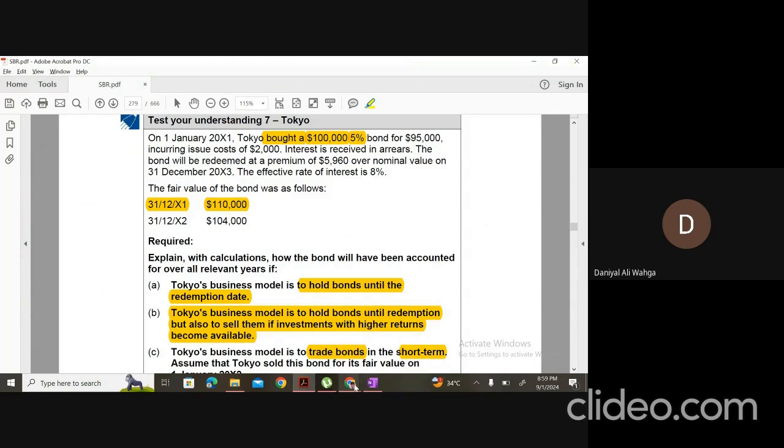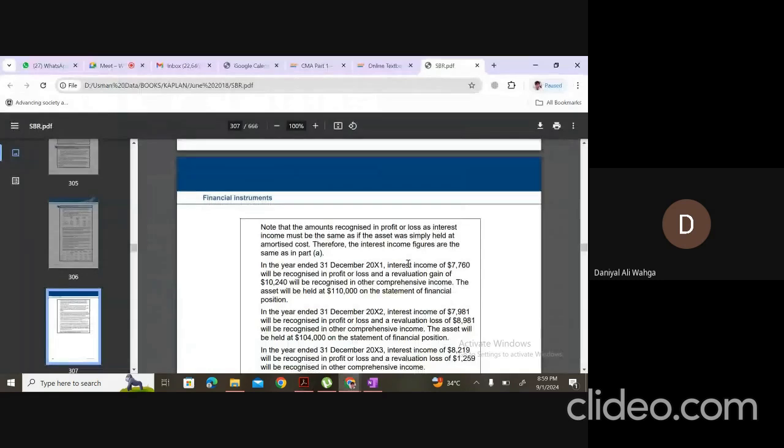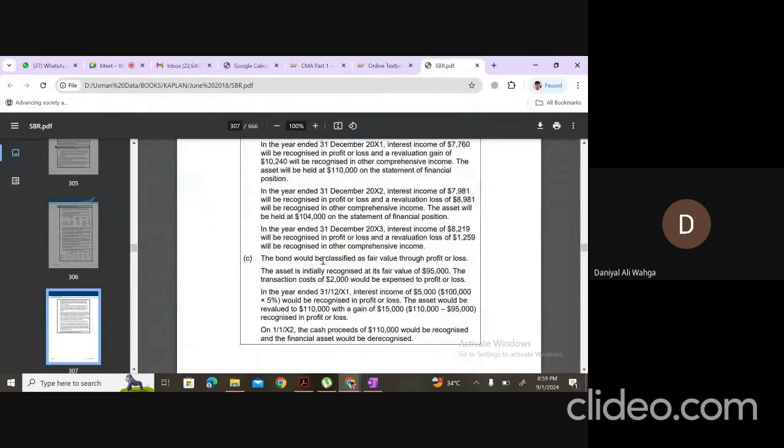Okay. So the same thing is being done here. This is what it is going to be doing. We are going to measure it at fair value, 95,000. Any transaction cost in this model will be charged to the profit and loss account, and the fair value is $95,000, and here the value is $110,000. So the gain of $15,000 will be taken to the statement of profit and loss. Next year, the same thing will be done.